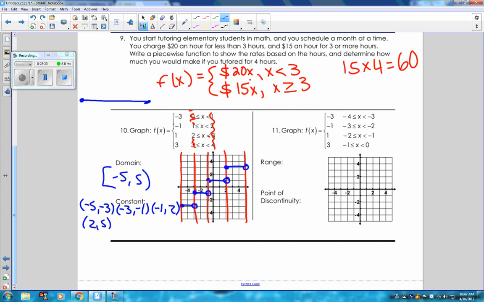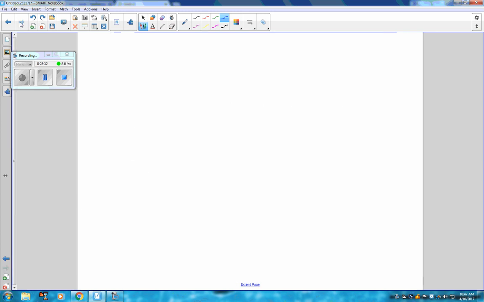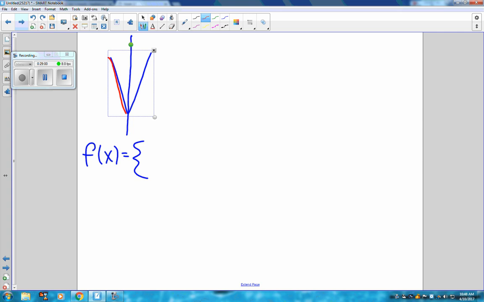Number 11 gives you a graph. Looks like this. And it wants us to write the piecewise function. Can we see that the piecewise function, I have 2 of them. I have this part, and then this part. Can y'all see that?